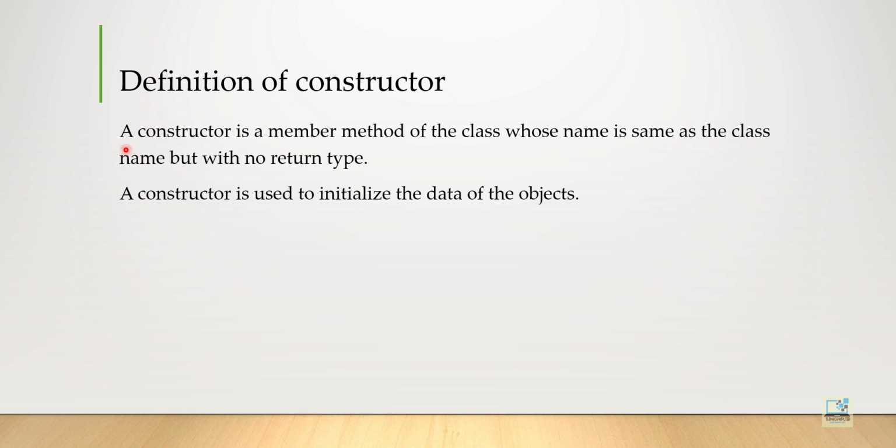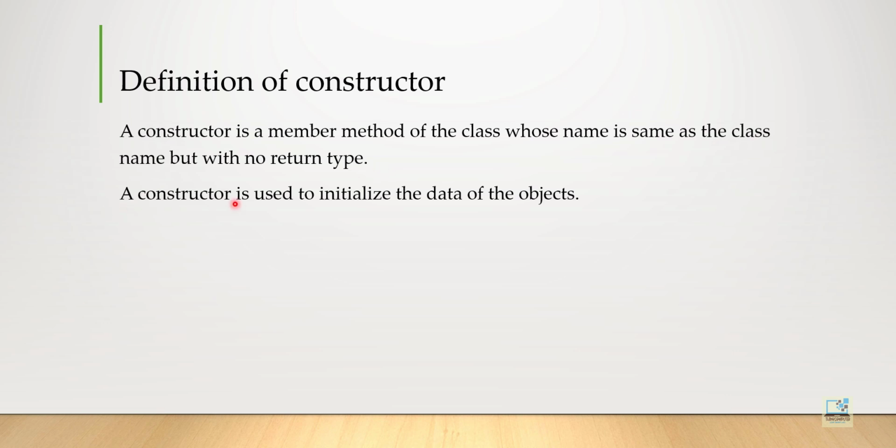We can say that a constructor is a member method of the class whose name is same as the class name but with no return type. So when you look at any class, if you find any method whose name is same as the class name, let's say the class name is employee and you find a method with the name employee, or let's say the class name is student and you find a method with the name student, so that's the constructor. You can easily identify by looking at the name. If the name is same as the class name, then it's the constructor.